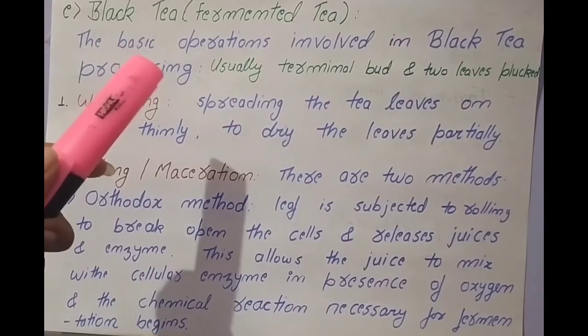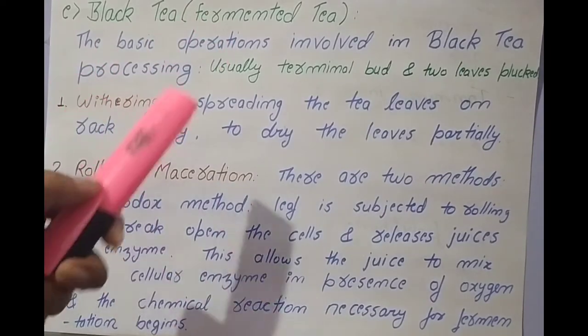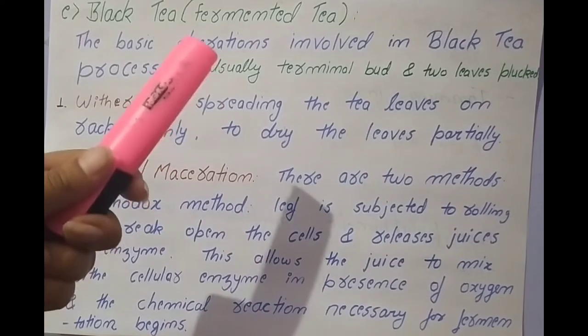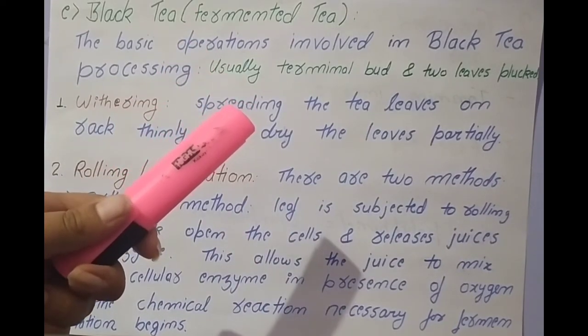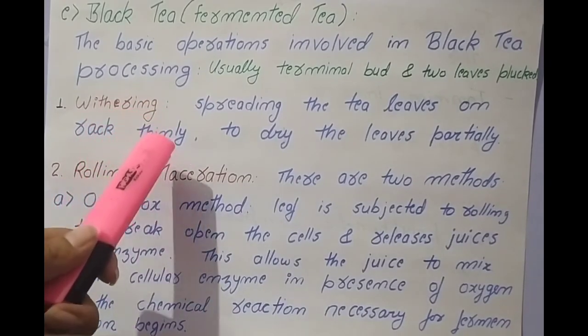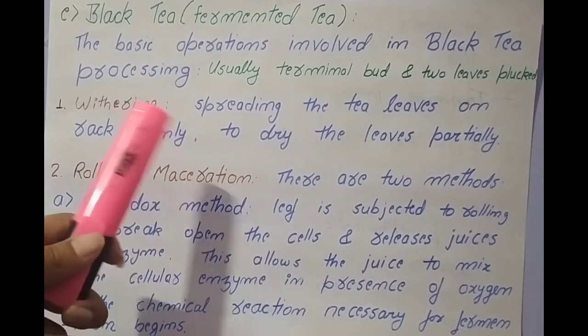Now the fifth is black tea. Black tea is also known as fermented tea. There are various operations included in black tea processing. The first one is harvesting. Usually the terminal bud and two leaves are plucked. Second one is withering. Withering means to reduce the moisture content of the leaves, or to dry the leaves partially.